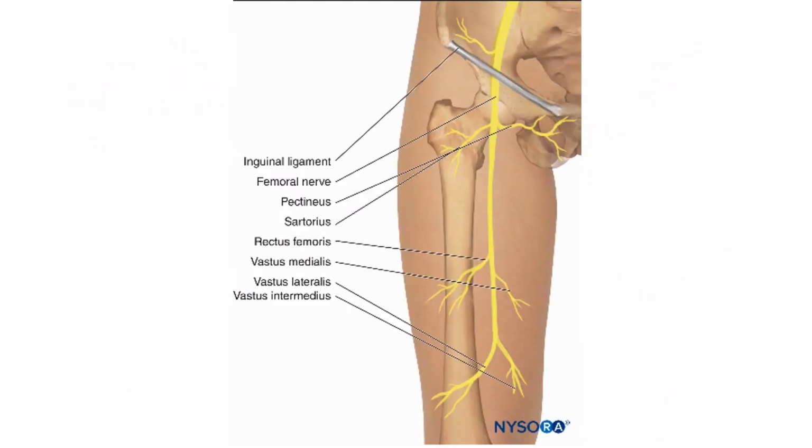One of the major nerves coming out of the lumbar plexus is the femoral nerve. The femoral nerve is going to supply skin and muscles of the anterior compartment of the thigh, like the quadriceps, the sartorius, and so on.